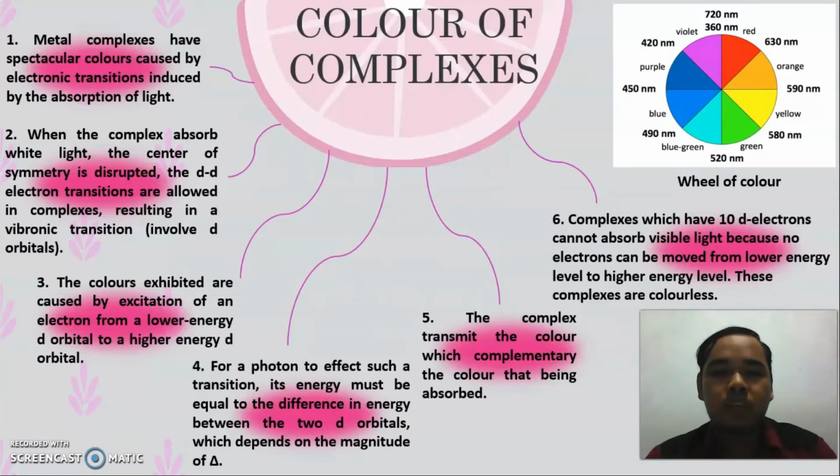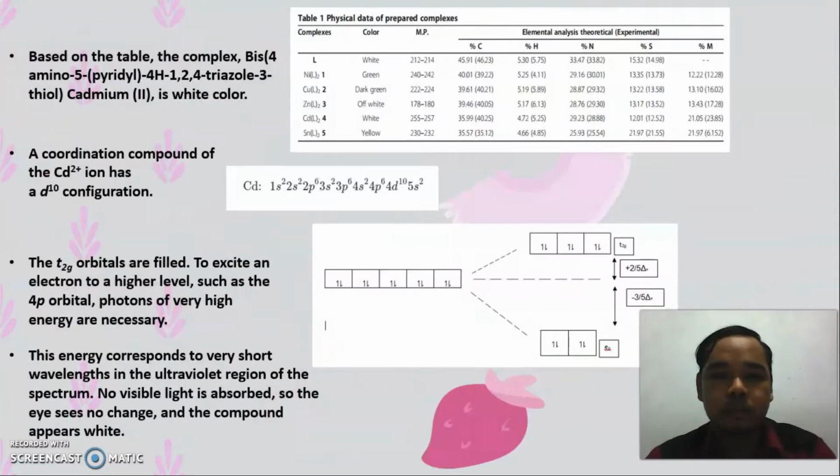Complexes which have 10 d electrons cannot absorb visible light because no electron can be moved from a low energy level to a higher energy level. These complexes are colorless or white. Now I will explain about our complex. Based on the table, the complex bis(4-amino-5-pyridyl-4H-1,2,4-triazole-3-thiol) cadmium(II) is a white color.